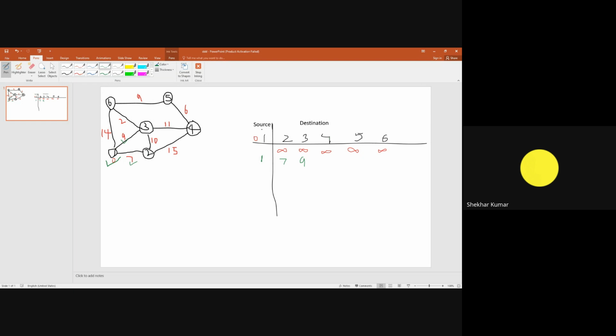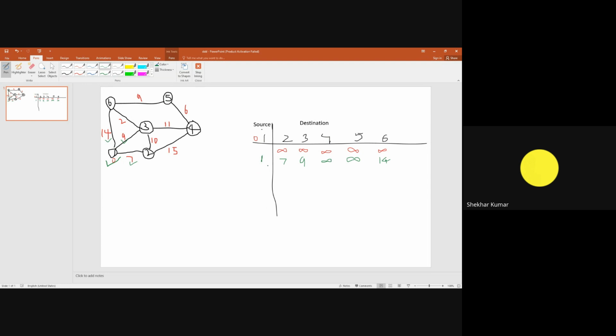And destination 4, it's not possible to visit from node 1, from source, so I will put infinity here. Node 5, it is also not possible to visit, so infinity also here. And 1 to 6, the cost is 14. I will put 14 here in the first step. Okay.